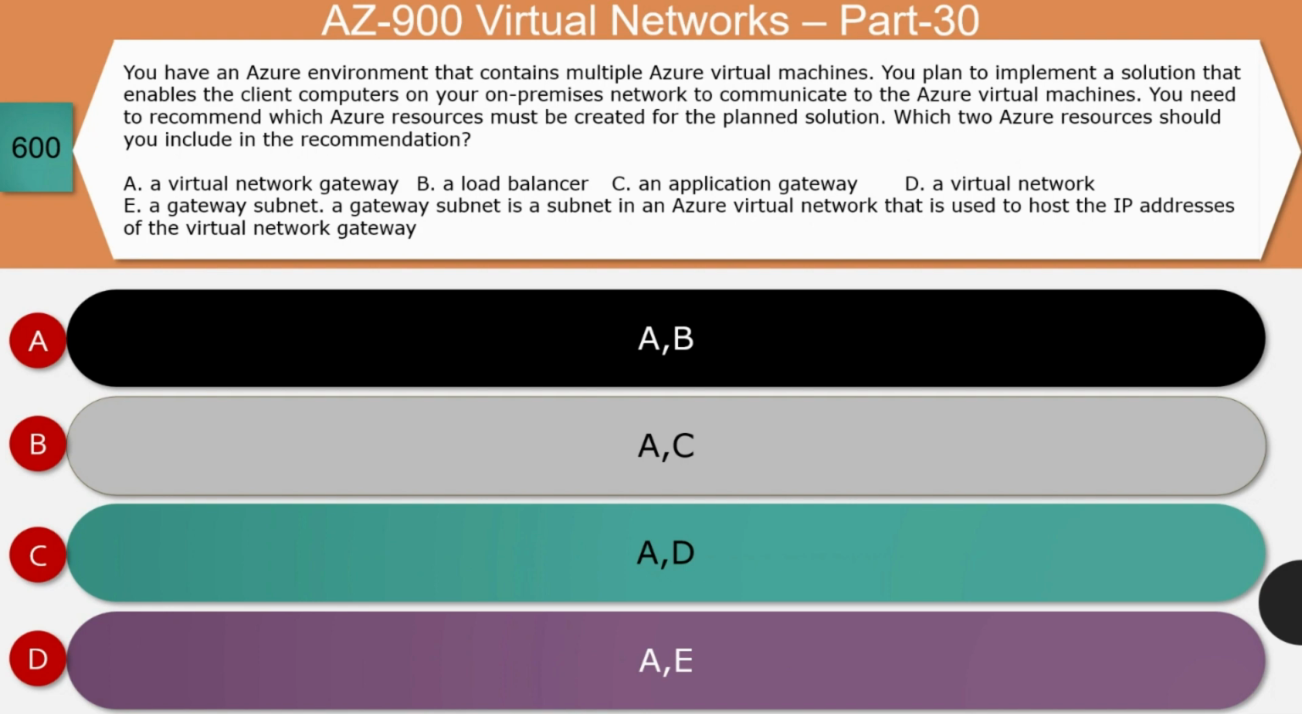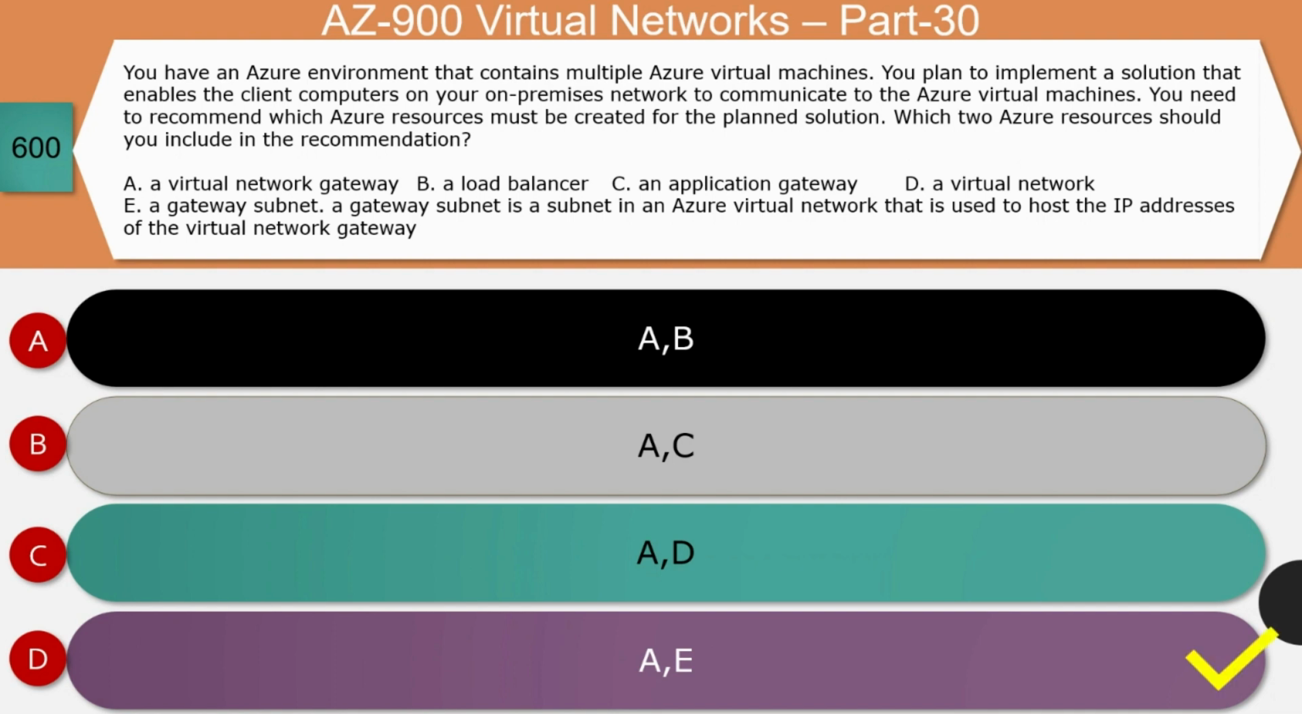Next question. You have an Azure environment that contains multiple Azure virtual machines. You plan to implement a solution that enables the client computers on your on-premises network to communicate with Azure virtual networks. You need to recommend which Azure resources must be created for the planned solution. Which two resources should you include in your recommendation? Option A, a virtual network gateway. Option B, a load balancer. Option C, an application gateway. Option D, a virtual network. Option E, a gateway subnet.